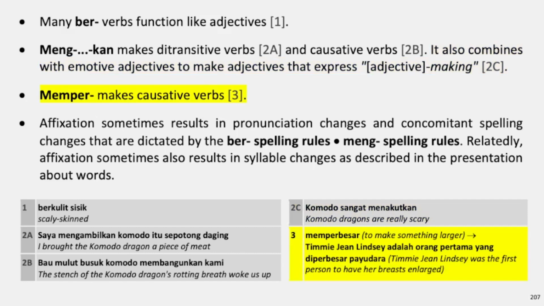Memper makes causative verbs. Example 3, memperbesar means to make something larger, or to make something large even larger. Timmy Jean Lindsay adalah orang pertama yang diperbesar payudaranya. TJ was the first person to have her breasts enlarged. Affixation sometimes results in pronunciation changes and concomitant spelling changes that are dictated by the ber spelling rules and meng spelling rules. Relatedly, affixation sometimes also results in syllable changes, as described in the presentation about words.